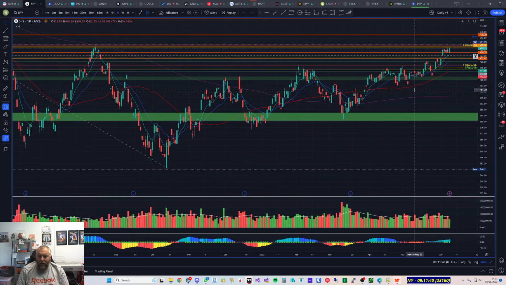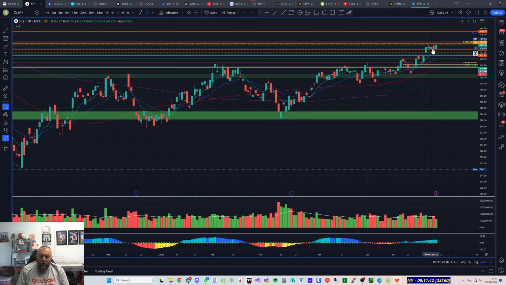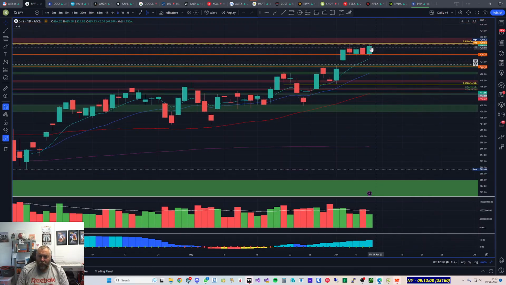So on the daily we've been ranging between the 618 and this area of support, 426.50 all the way up to 429.50 area. And what I really want to do today is catch the break and the retest of this area. So I'm watching for the 618 still, and we're at pre-market 429.50 area.